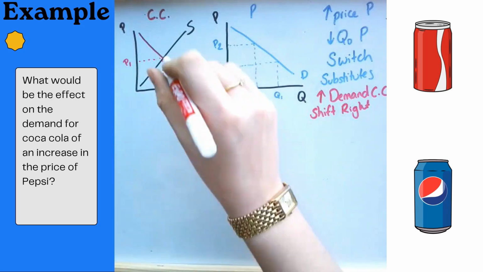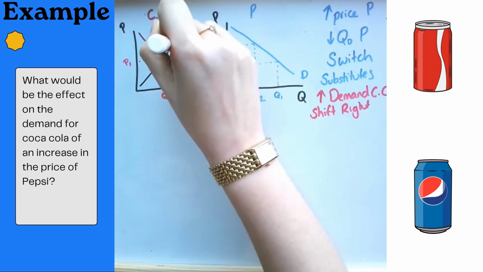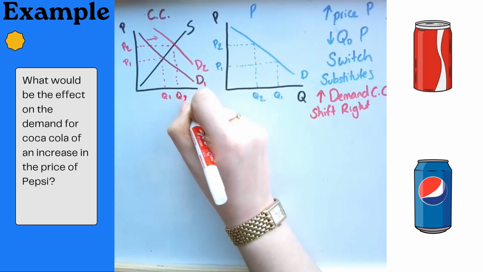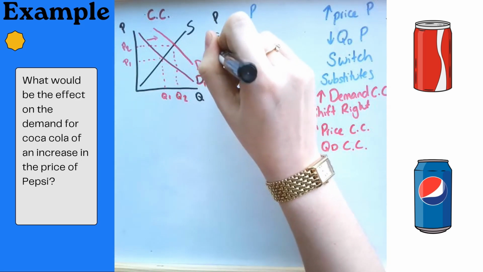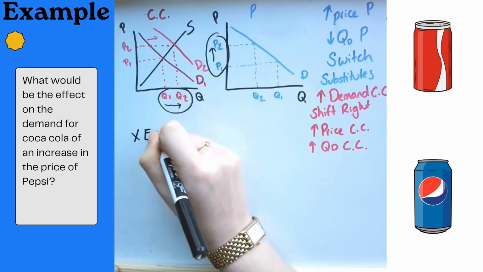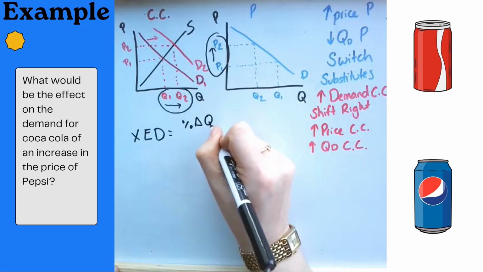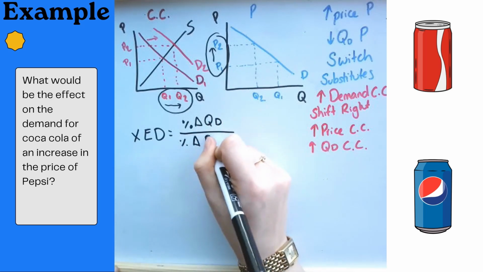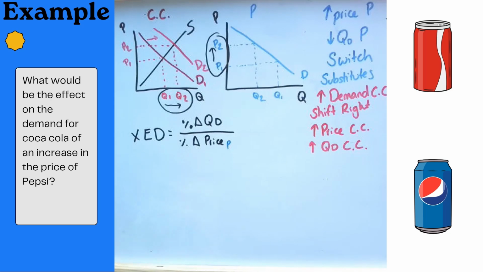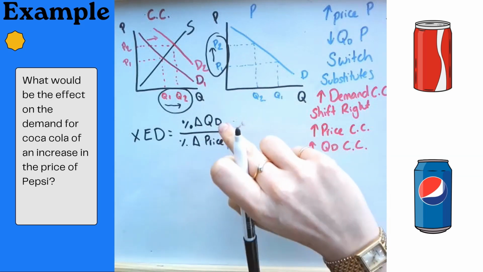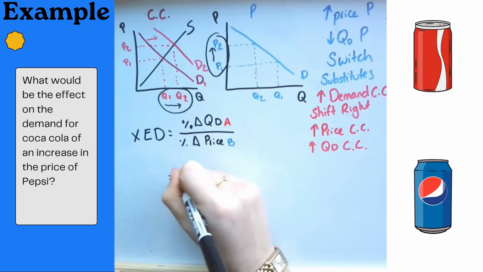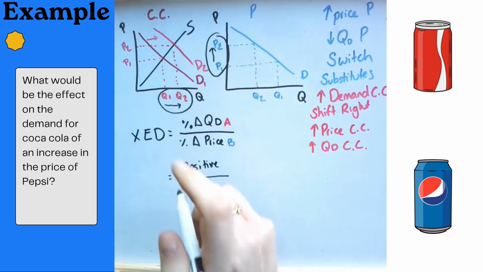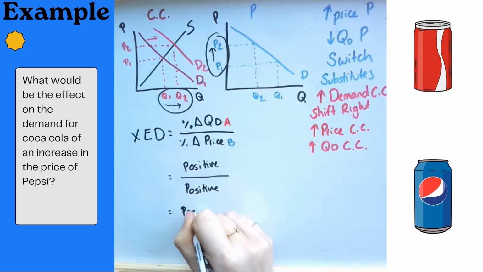If we draw D2 to the right of D1, we'll see an increase in price from P1 to P2 and an increase in quantity demanded from Q1 to Q2. We are interested in the effect of the change in price of one good on the change in quantity demand of another good. So we write out the equation for XED again. That is the percentage change in quantity demand for good A divided by the percentage change in price for good B, or in this case, the change in quantity demand of Coca-Cola divided by the change in price of Pepsi. We can see that there has been an increase in quantity demand, so we know that the change in quantity demand was positive, and the change in price was also positive.